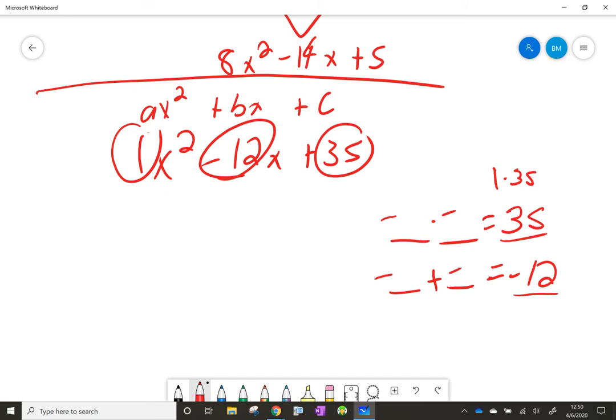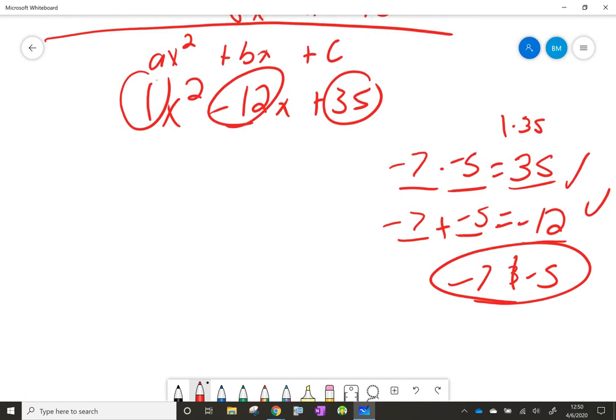All right, so what numbers multiply to make 35? The only thing I can really think of is 7 and 5. Negative 7 times negative 5 is a positive 35, and negative 7 plus negative 5 makes negative 12. So that works. Those two numbers are good, negative 7 and negative 5.